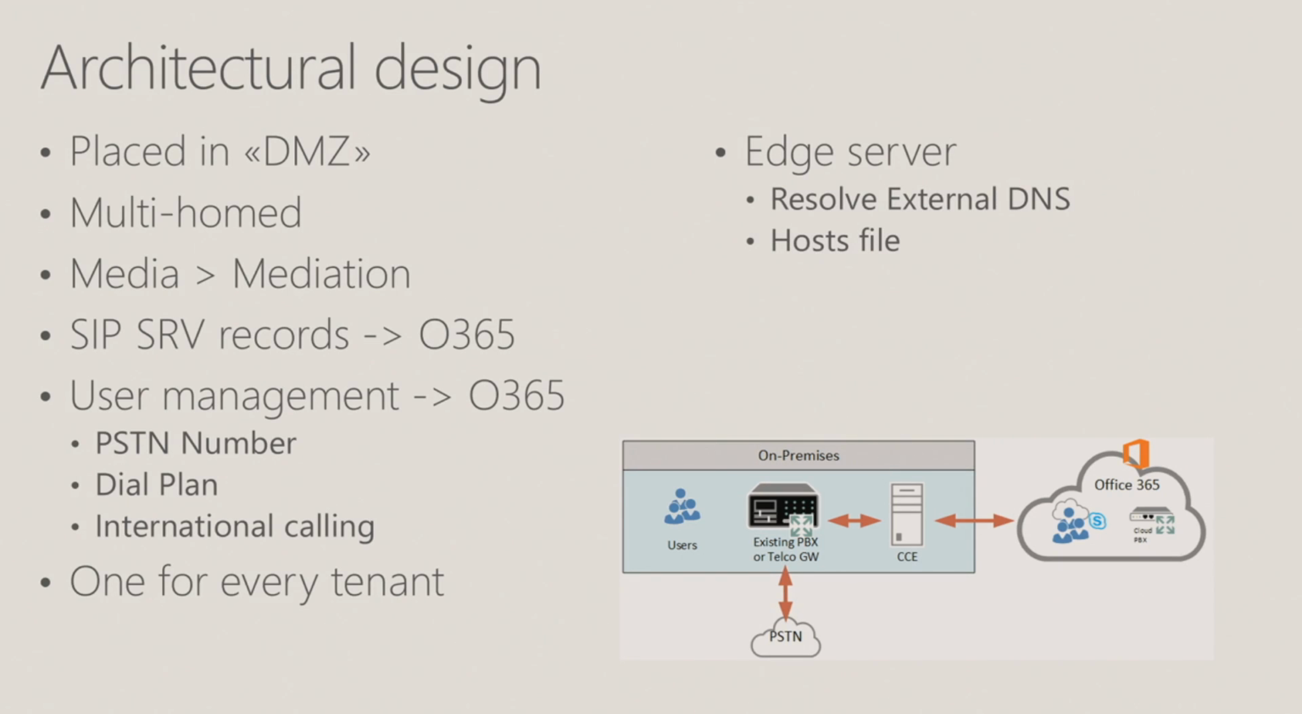The Edge server in the topology is multi-homed. The outside interface, and this is important, the outside interface of the Edge server needs to resolve outside DNS names and not the internal hosts, because that'll mess things up. So you might use a host file on the Edge server to resolve the internal VM names that are in use.